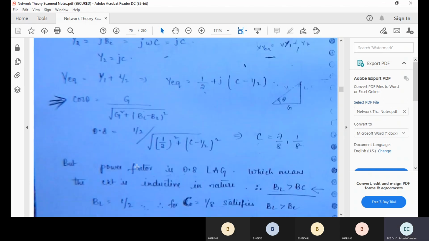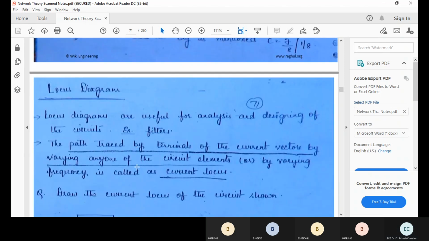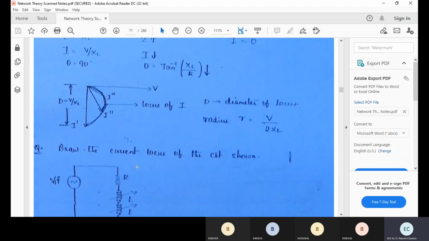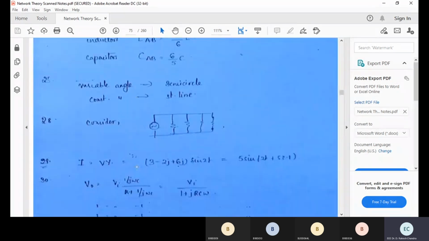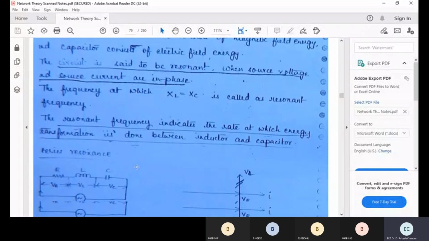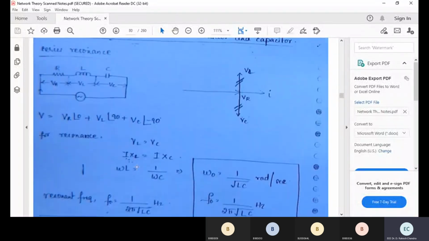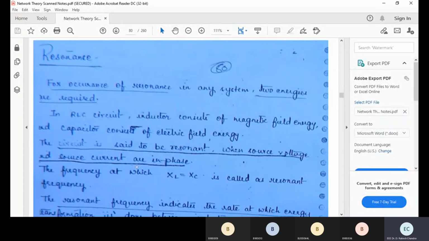So similar types of problems you can solve. Locus diagrams are anyhow not in your syllabus. Next we'll go to the next topic, resonance. Okay, next topic is resonance, of course.